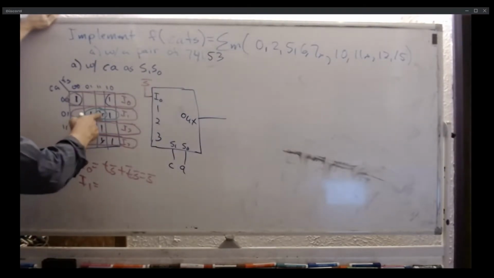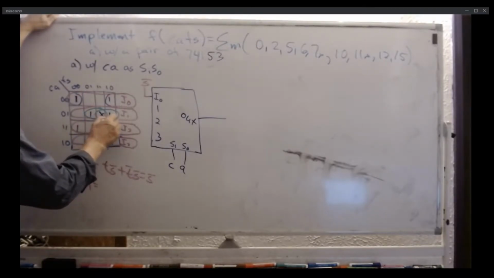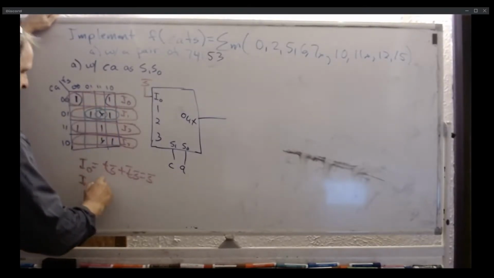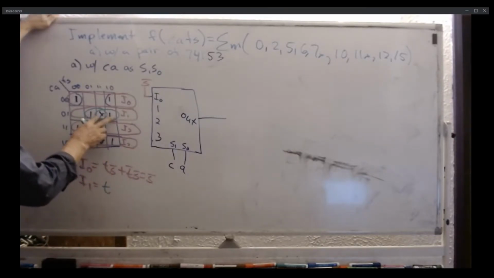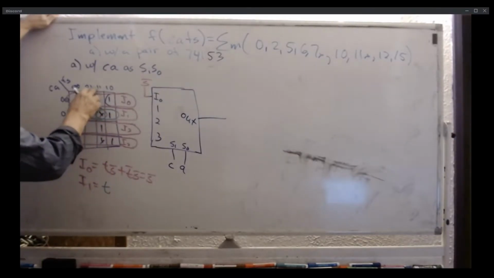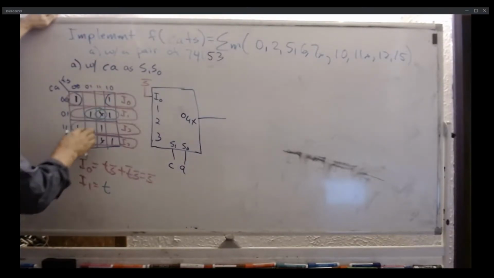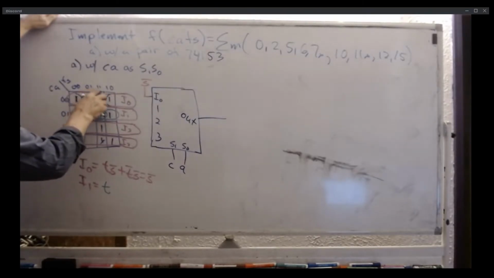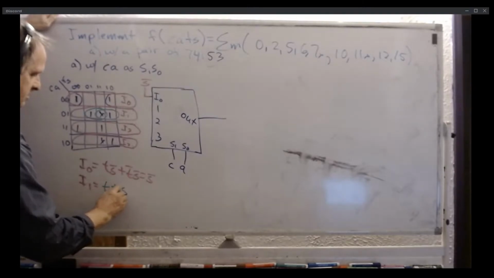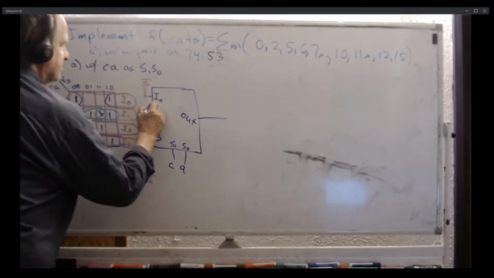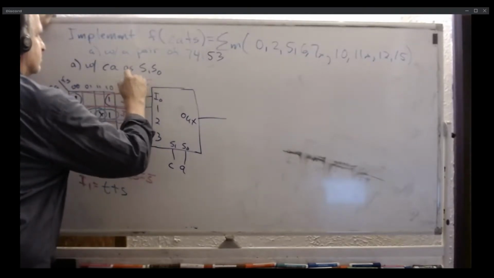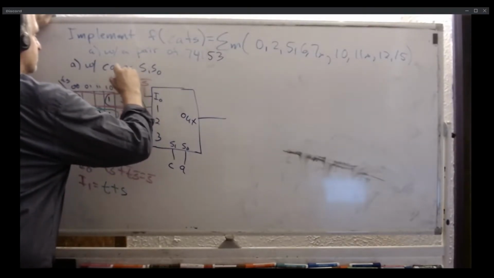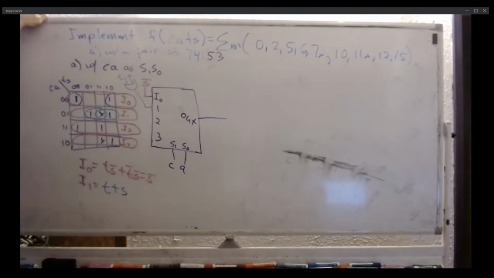So therefore, I1 equals, what's this group right here? I get a T, right? Between these two guys, T is the only variable that doesn't change. Between these two min-terms right here, I think we get an S. So that's what I1's going to be. Do you guys see that? Yep.